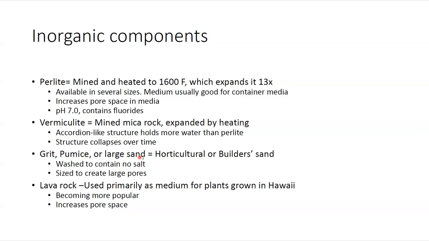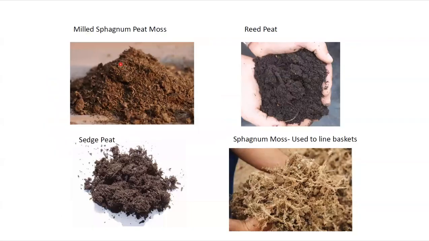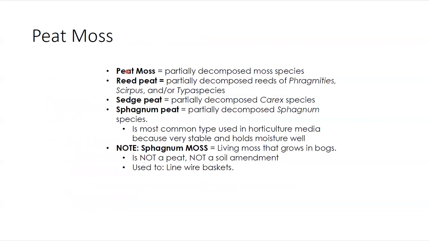Grit, pumice, or larger sand is always washed clean, so there's no salt. The point of it is it's sized to create larger pores, which improves our drainage and aeration in our growing media. Lava rock, same thing. It increases pore space. So the primary function of our inorganic components is increasing our pore space and improving our drainage, whereas our organic materials primarily are used to be able to hold on to water.